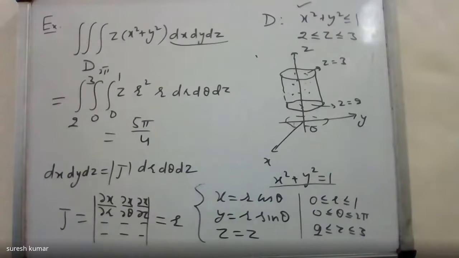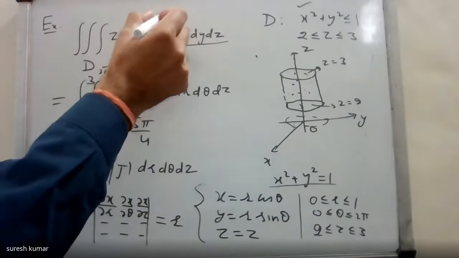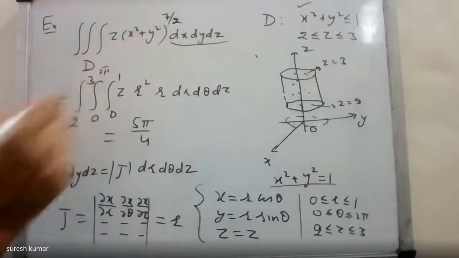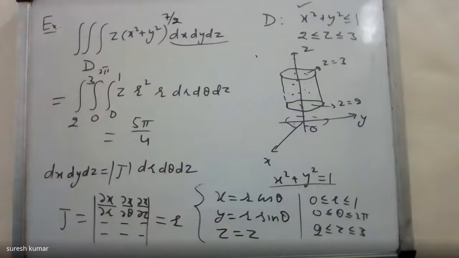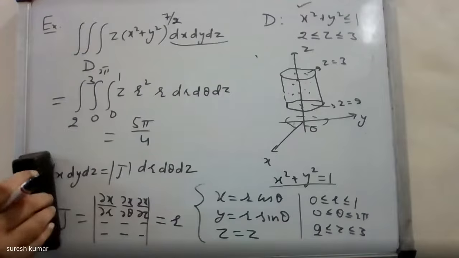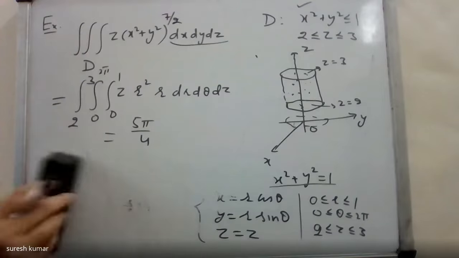And one more thing, sometimes it becomes mandatory to use the transformations. For example, here if I write something like 7 by 2, now you cannot solve it in Cartesian coordinates. It could be a problem. So you should know the transformations, at least the standard substitutions.